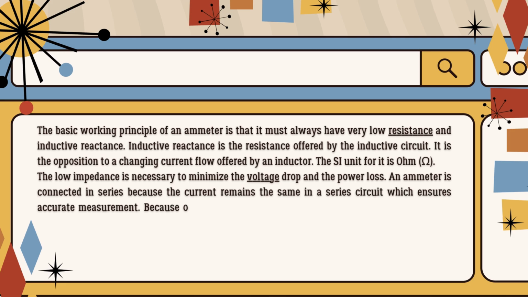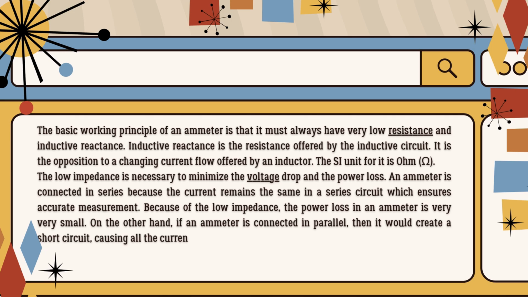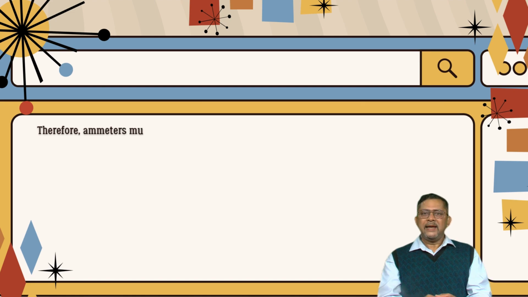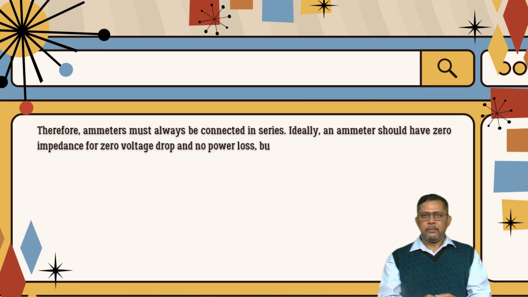Because of the low impedance, the power loss in an ammeter is very small. On the other hand, if an ammeter is connected in parallel, then it would create a short circuit causing all the current to flow through it, resulting in burnout of the instrument. Therefore, ammeters must always be connected in series. Ideally, an ammeter should have zero impedance for zero voltage drop and no power loss. But this is not practically possible.